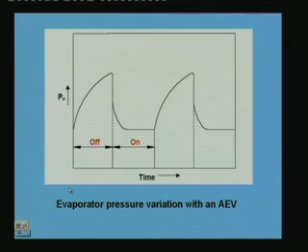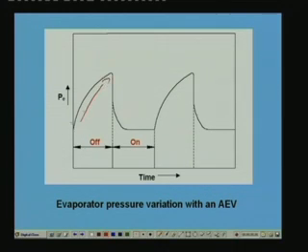And this is how the pressure varies during off and on. During the off period, pressure increases in this manner, and at this point the compressor is switched on. Once the compressor is switched on, evaporator pressure drops. Once evaporator pressure drops, the upward force increases, the valve opens, refrigerant is supplied, so again the pressure drops like this. So this is how the pressure varies when you are using an automatic expansion valve.